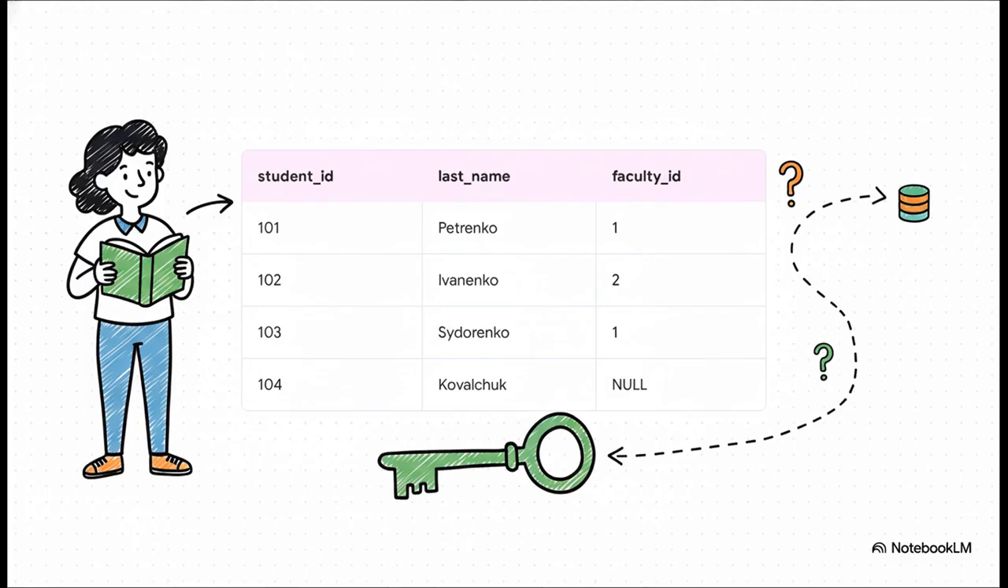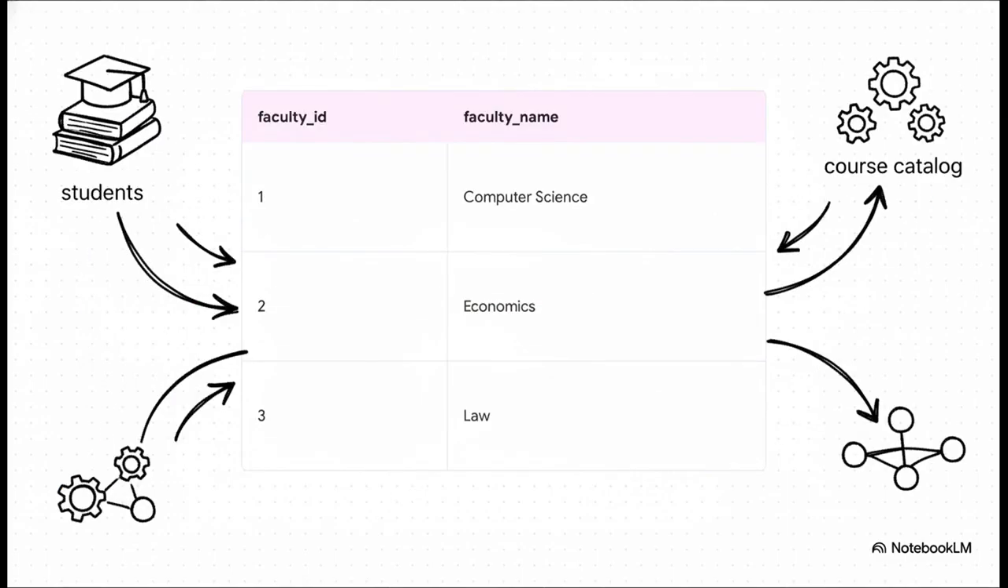Okay, so here's our first piece of the puzzle, a students table. Pretty simple, right? We've got a student ID and a last name. But check out that last column, faculty ID. It's just a number. It doesn't tell us the faculty's name. It's really just a key that points somewhere else. And this is that somewhere else. Our second table, faculties, is what connects that faculty ID to an actual name, like computer science or economics.